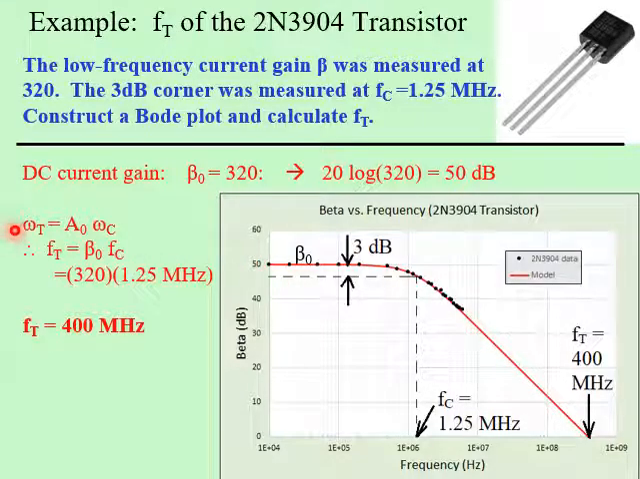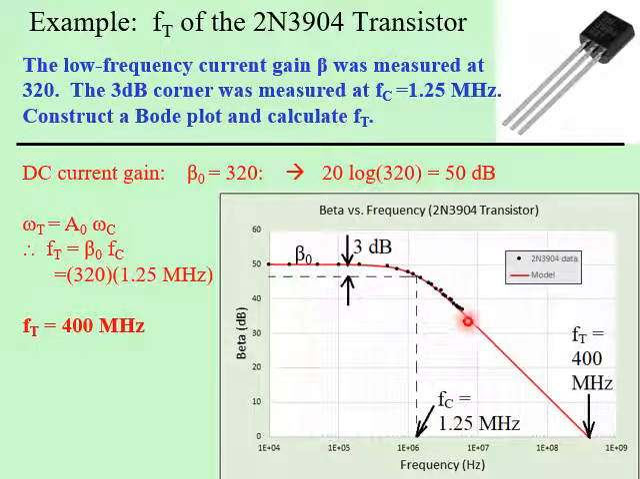So from the last slide, omega t is equal to A naught times omega c. So in hertz, this just means that the transition frequency f sub t, the cutoff or transition frequency, is equal to beta naught, because that is our gain here. This is beta naught up here, times the corner frequency. So I have 320 times 1.25 megahertz. That gives us a transition frequency of 400 megahertz for this particular transistor.